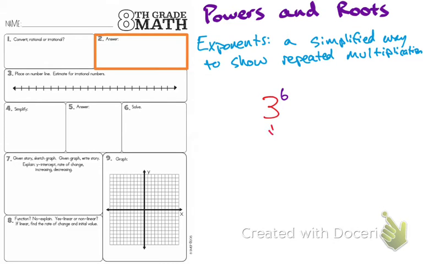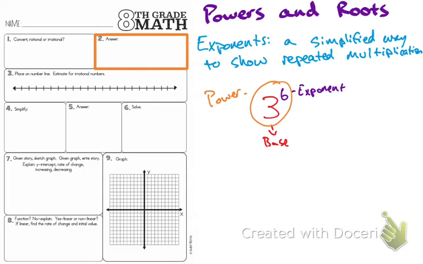In this particular case, 3 would be the base number, and that is the number that I am going to be repeatedly multiplying together. The exponent is the small number in the top right, and that tells me how many times I will repeatedly multiply the base number, or 3, by itself. When I put all of those things together, I'm going to create a power. So this is a power once I've written it all together.